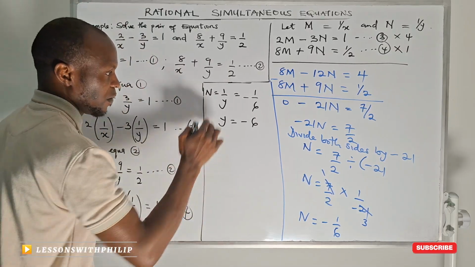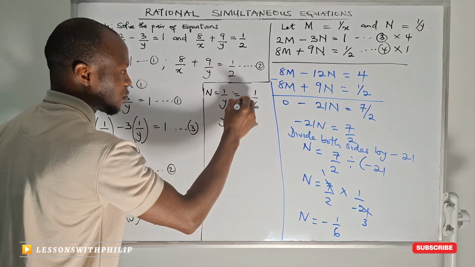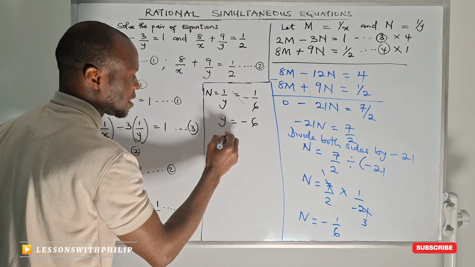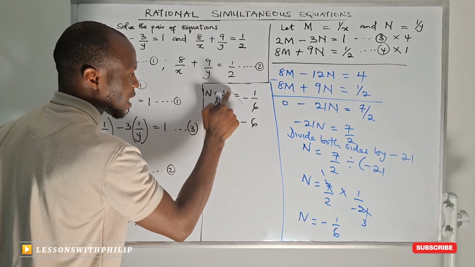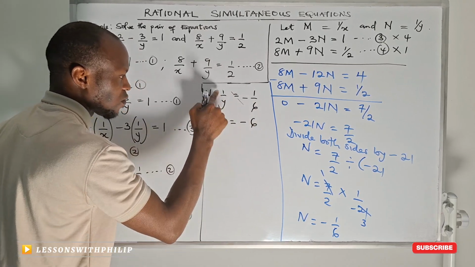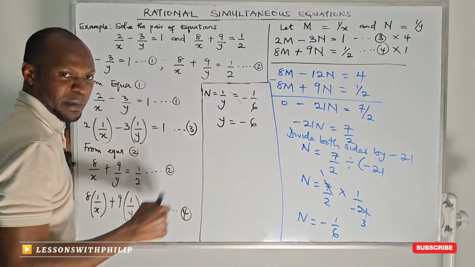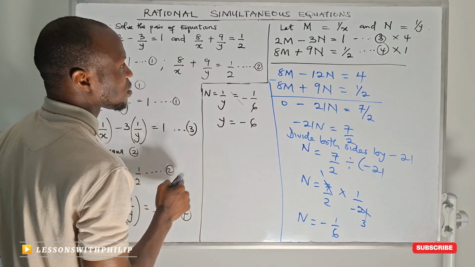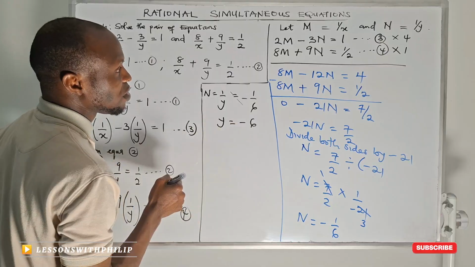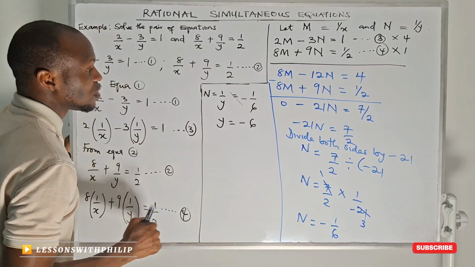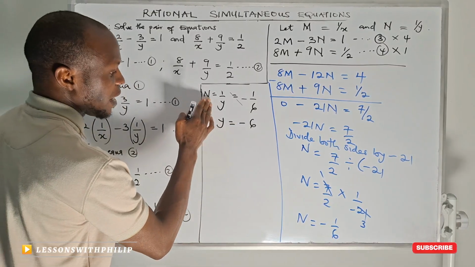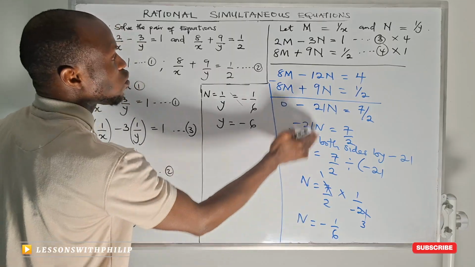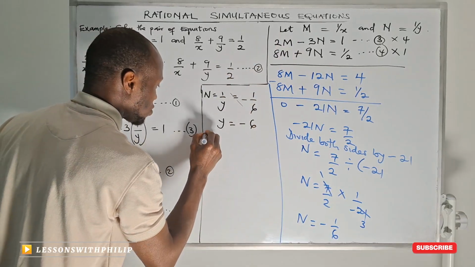If you cross multiply, y times 1 will be y, 1 times 6 will be minus 6. Do you understand? So we have gotten our y to be minus 6. I'm not asked to find n, but I've gotten my n. So I can go back to my equation and substitute.